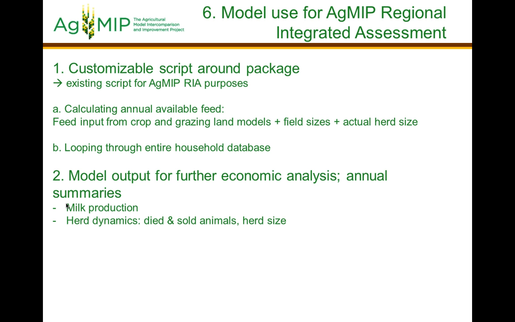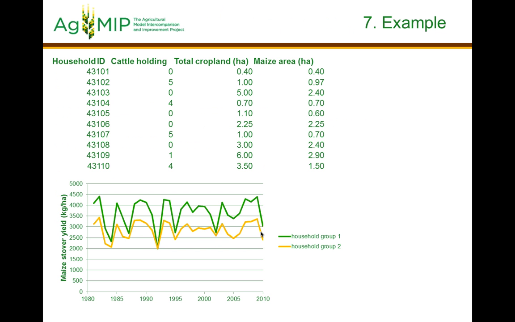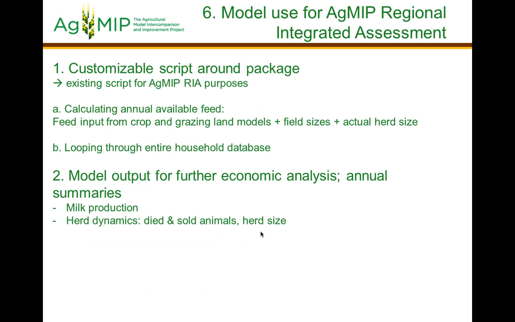And then the model output that is used in the economic analysis further down the line in our integrated assessment is basically the annual summaries at household level for milk production and herd dynamics. So in terms of how many animals can be sold, how many animals died, and the evolution in the herd size.